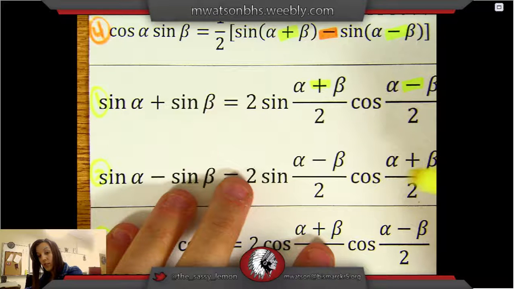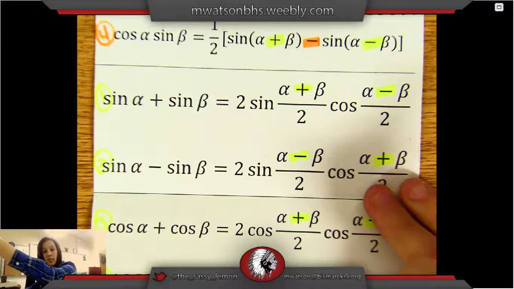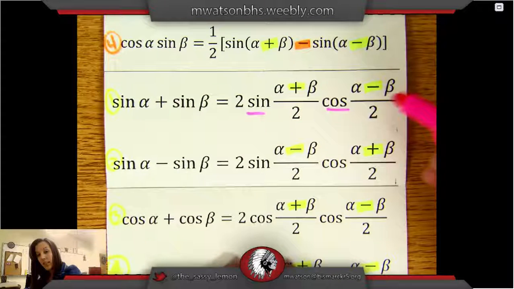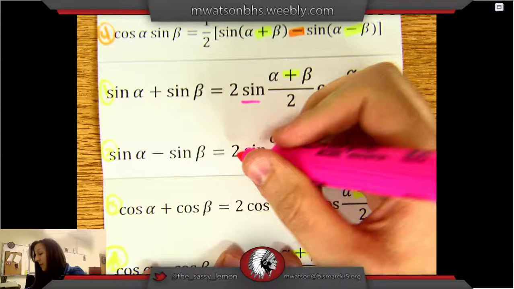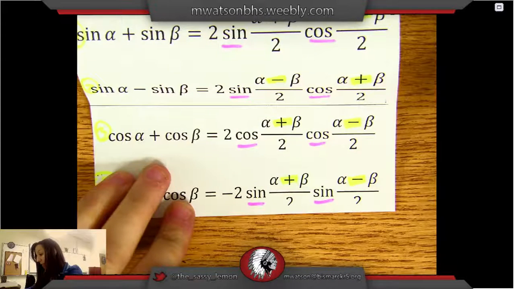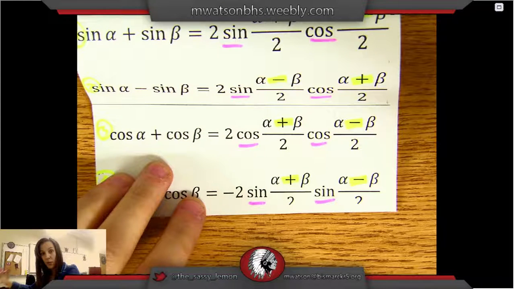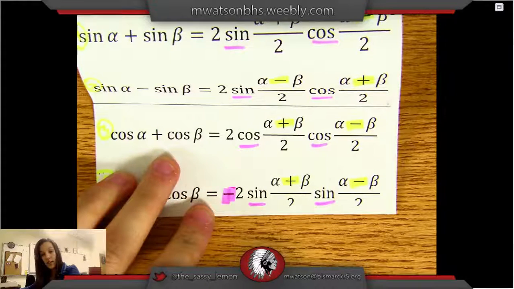Another thing I want you to take note of whenever you're using these is which trig function you have. This one's sine and cosine. This one's sine and cosine. Now down here, all of a sudden it's cosine and cosine, and the last one's sine and sine. There's no rhyme or reason, so you just have to be mindful of what you're plugging and chugging into. Also, this is the only one that has a negative sign out front, so don't forget about that.